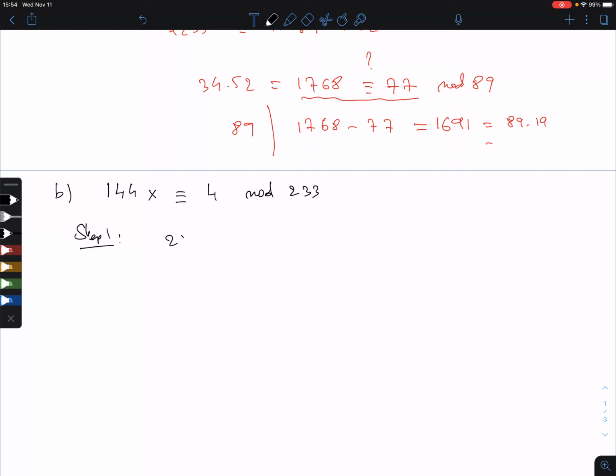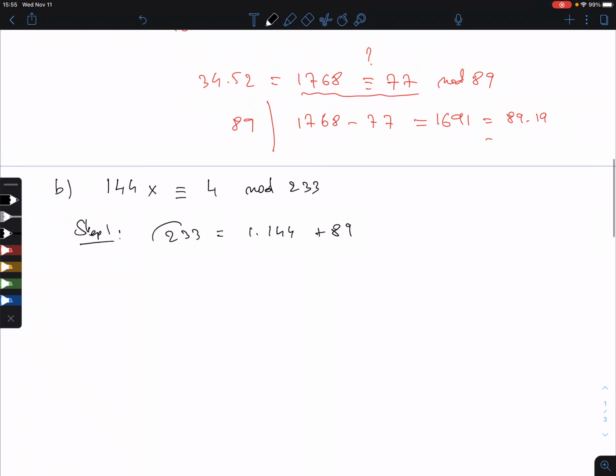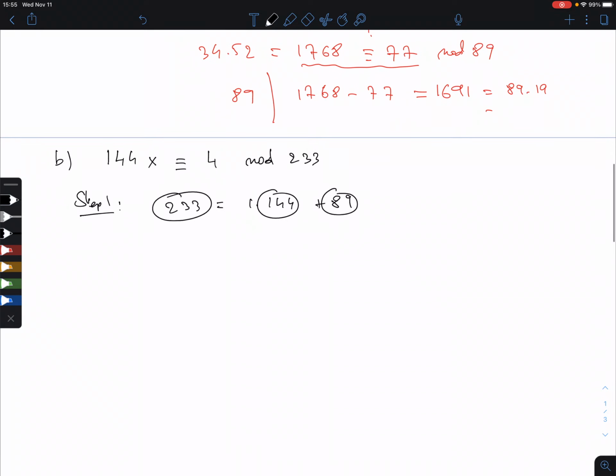So I'm going to do 233 and divide it by 144. That is only once, so I don't want to make mistakes. I'm going to use my calculator here. 233 minus 144, that is 89. And then the next one is 144 divided by 89, that's 1 times 89.